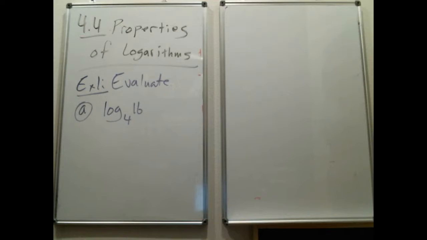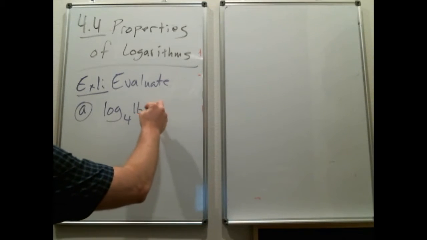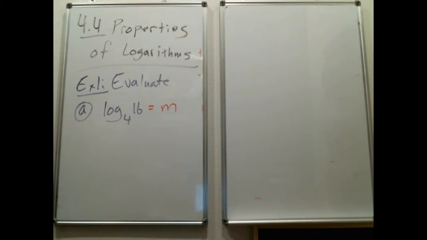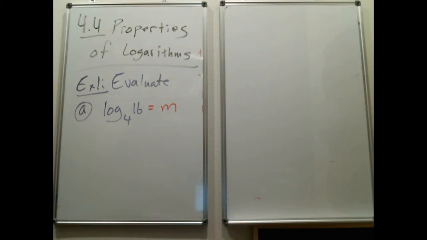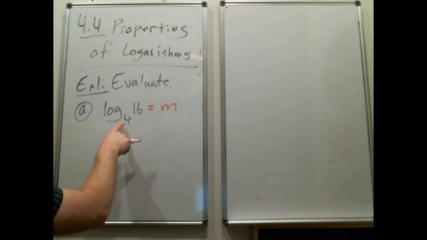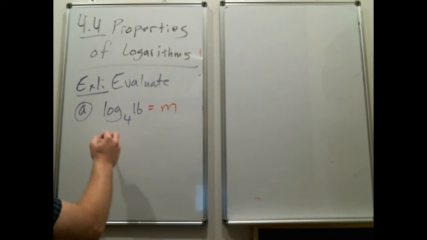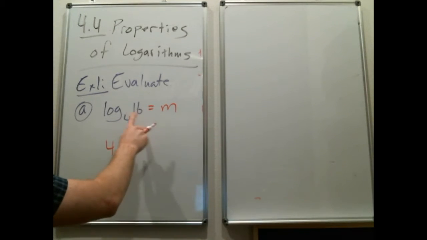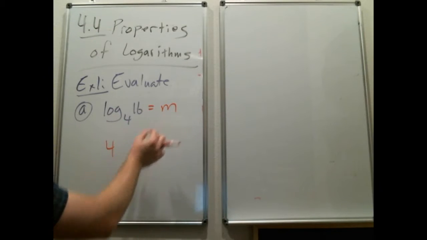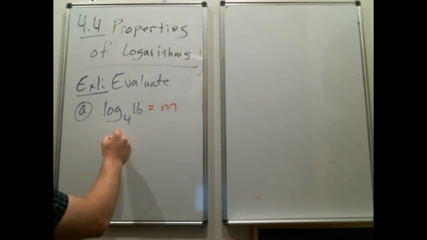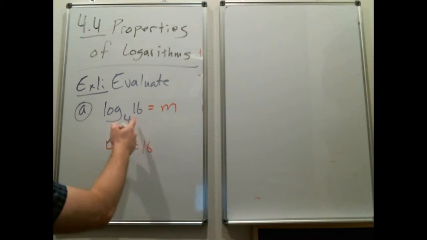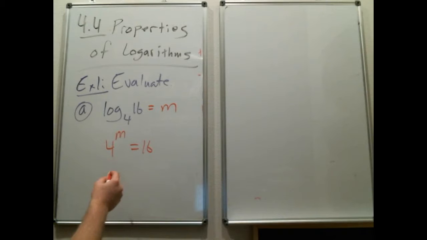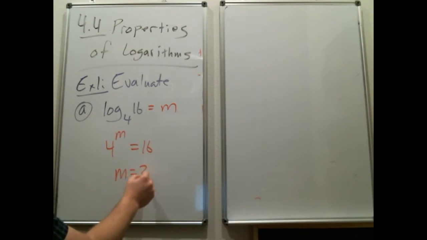So set this equal to something. It doesn't matter what. Let's call it m. Now this is log base 4 of 16 is equal to m. So when we convert to exponential, my base is 4, log base 4. And then what's over here by itself on the other side of the equal sign is m. That's your exponent. And then what's left over is your answer. So m has to equal 2.